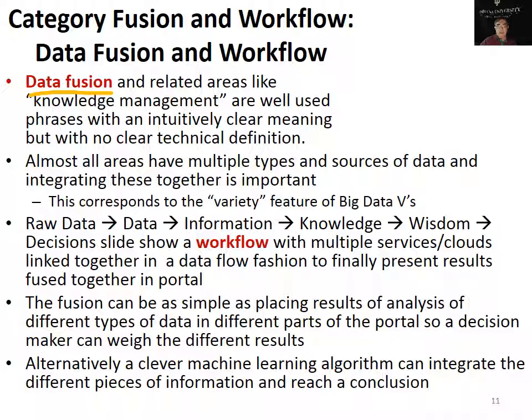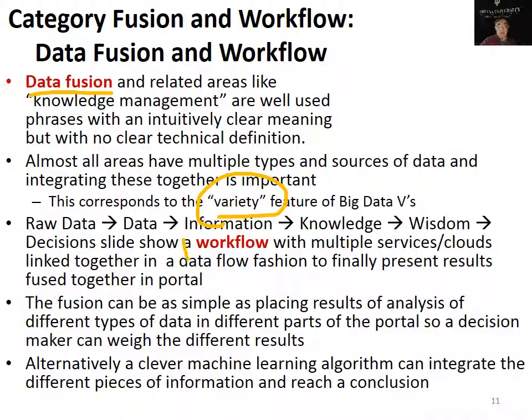And I say this is something to do with the variety feature of the big data Vs. We will come to a slide later on where we have raw data, to information, to knowledge, to wisdom, to decisions. This is the pipeline which we use in all of data analysis. These different steps are more or less important. And this shows you this variety of data, this particular graph.